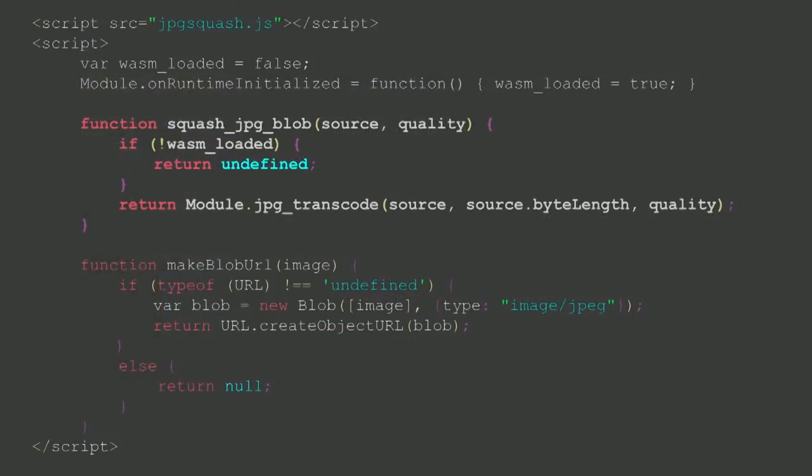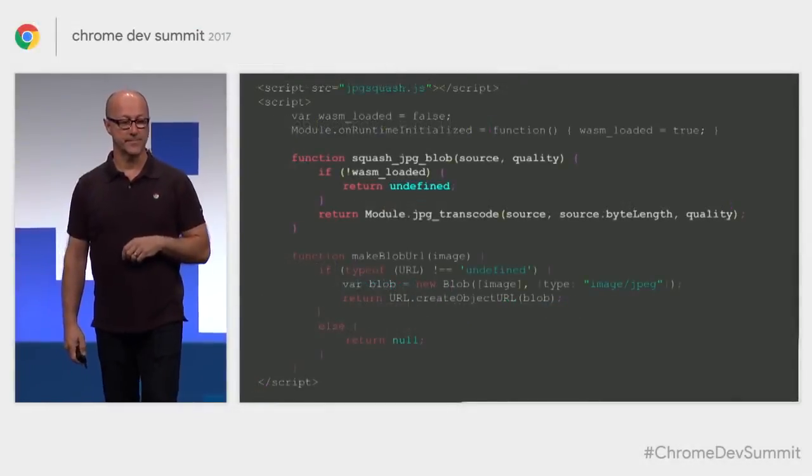So if the WebAssembly is not loaded, I just do nothing. If it's loaded, I call this function JPEG transcode, which, if you recall on the previous slide, I had in my exports. This passes in the source typed array, the number of bytes that it is, and the quality I want to set it to. And under the covers, it goes off to the C code that's been compiled, decompresses the JPEG image, recompresses it at the new quality, and returns it inside that source typed array. The return value from that function is the number of bytes of the newly compressed data.